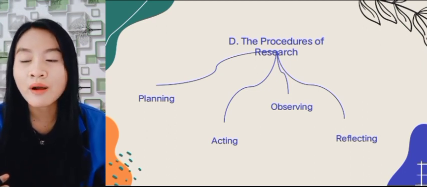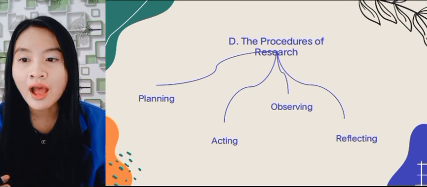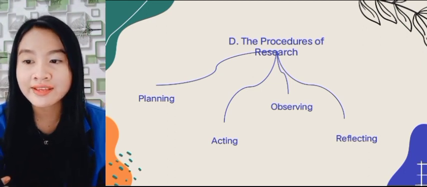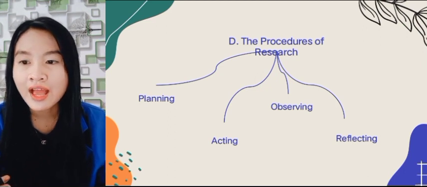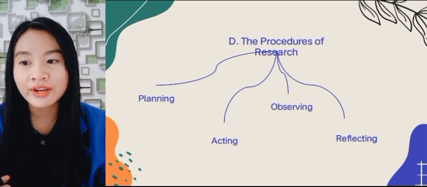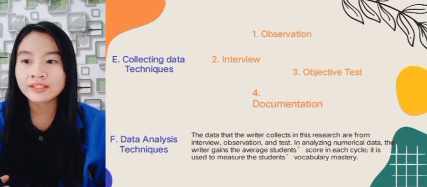And the next one is about reflecting. This phase is aimed at reflecting on one's own action based on the data collected by either the teacher or the writer. It comes from the observation and test. When they still find problems, they repair them in the next cycle by replanning, reacting, and re-observing. And the next, E. Collecting data techniques.